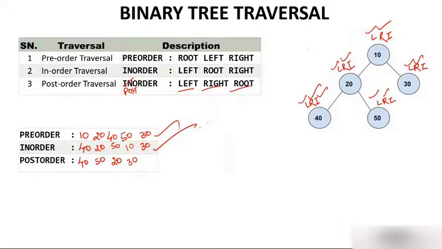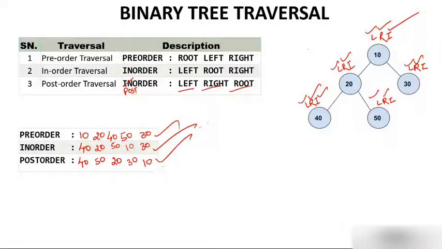Now we move up. Have we completed left? Yes. We have completed right. Now the last part is info. What is info of this node? It is 10. So we have completed the post order, and the post order is 40, 50, 20, 30, 10.